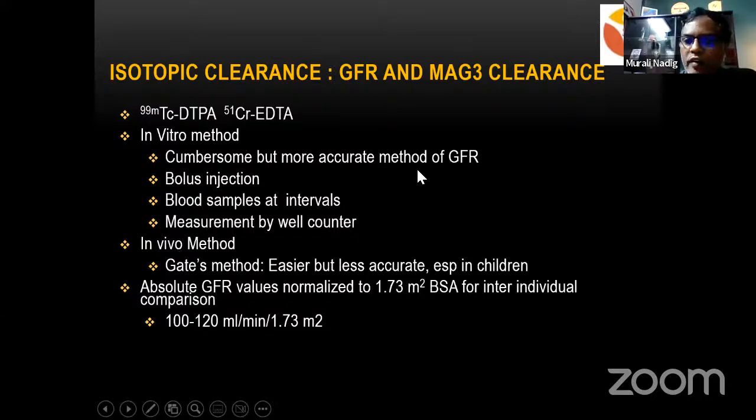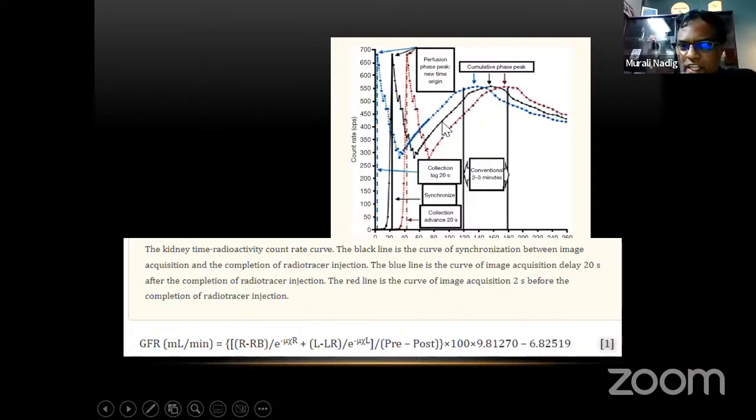In the in vitro method, after isotope injection, we take serial samples at maybe 30 minutes, 60 minutes, 90 minutes, up to 4 hours also, you can take multiple blood samples, measure the counts in those samples, plot against time, correct for physical decay and estimate T half. So that is one method, but it again requires serial blood sample estimation and a well counter is needed, which is not available universally. So the in vivo method is what is most commonly used. That is the gamma camera method, where there is a complex formula called the Gates formula, which takes into consideration several factors, which we'll not discuss here.